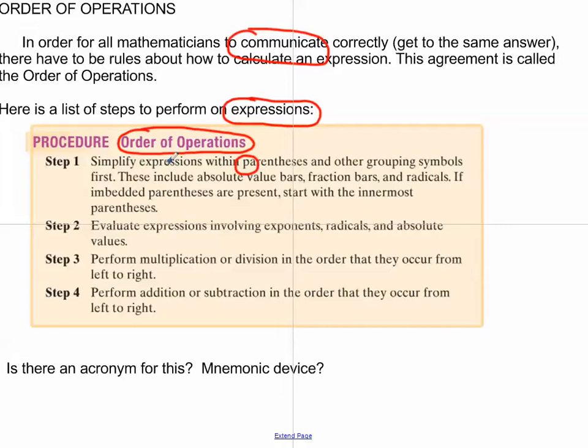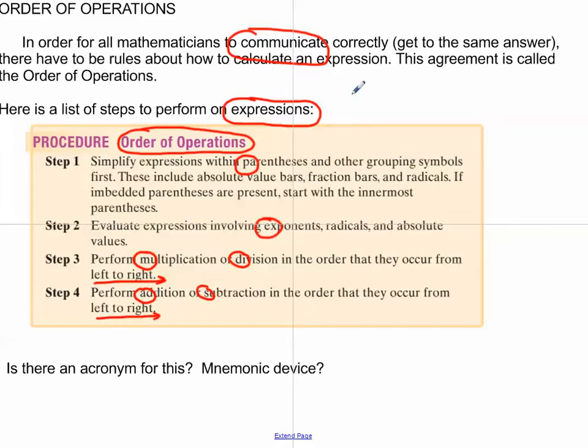Step 1 says simplify expressions within parentheses. So first we clear parentheses, working within parentheses to clear those out. Second is evaluate expressions involving exponents. So there's an E as well, and we're going to see that there's an acronym to help us remember this. Step 3 is perform multiplication or division from left to right. Step 4 is perform addition and subtraction, again from left to right.